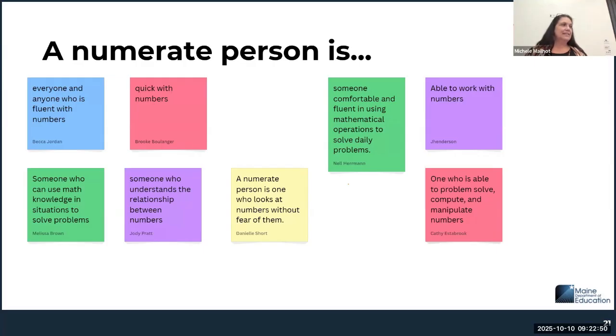There's a lot going on in here. We're talking about fluency. We're talking about speed. We're talking about embracing mathematics as opposed to being fearful of mathematics. Someone who can use math knowledge in situations to solve problems. I love it. So based on everything that was shared on those Post-it notes, and there's more, we just grabbed a few of the comments to kind of think about this all together.